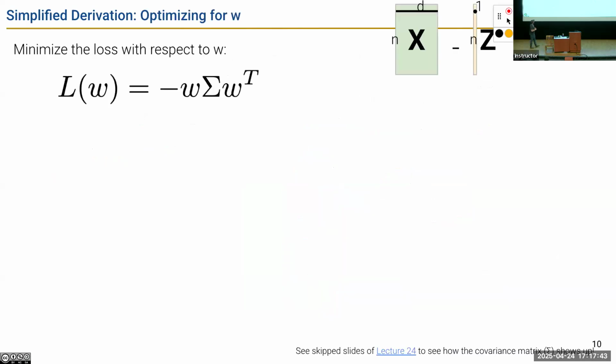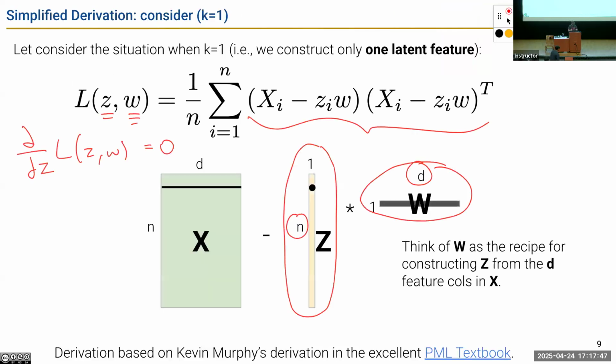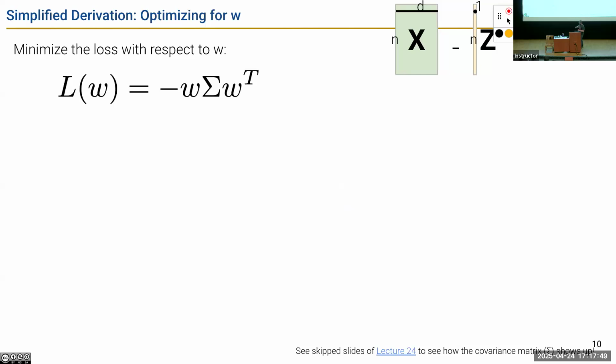Once we do that, we land here, and this is where the last lecture ended. The optimization on this slide becomes equivalent to the optimization on this slide. Once we optimize for z, we end up with a loss function that's just a function of w. Remember, w is our single principal component. Move this over so you can see it. This was our single principal component, our one recipe for constructing our latent feature from our real features.